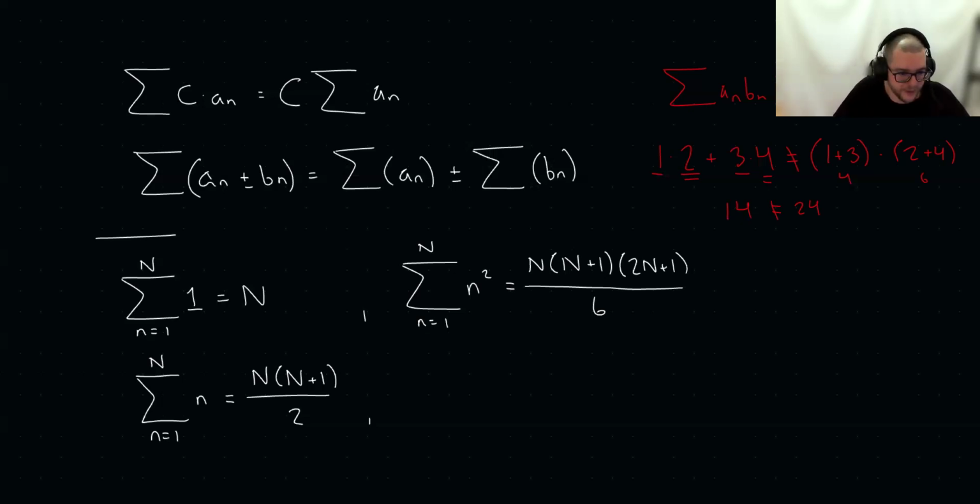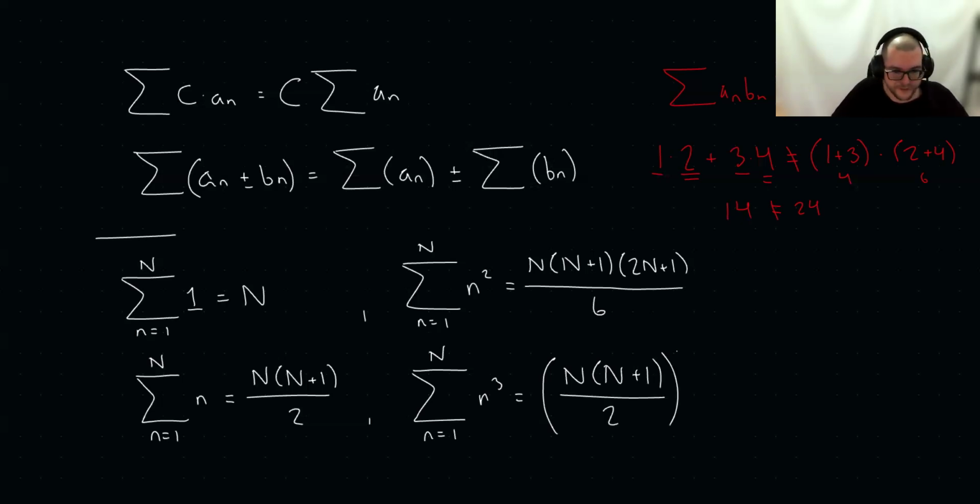We also have one for n cubed. This one I like because it is essentially just the n formula, except squared, like this, right? Those are some formulas that you commonly see to break down sums. And then there's one final one that we do need to cover just to make sure.